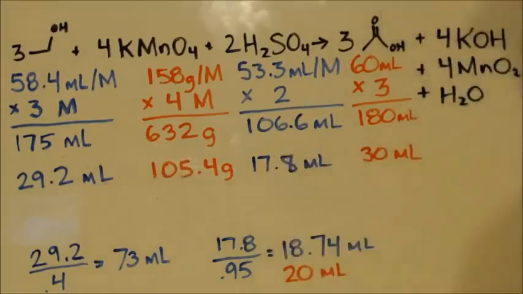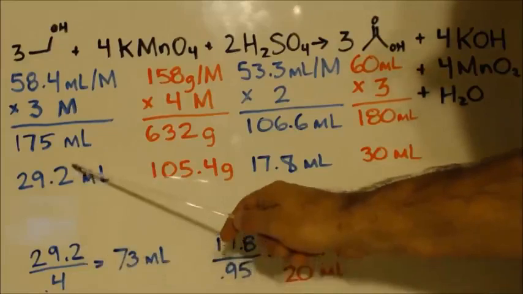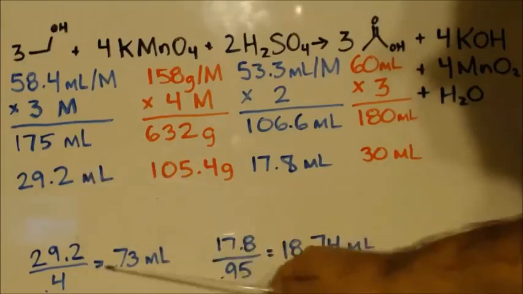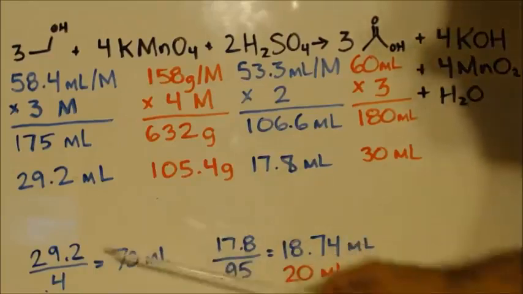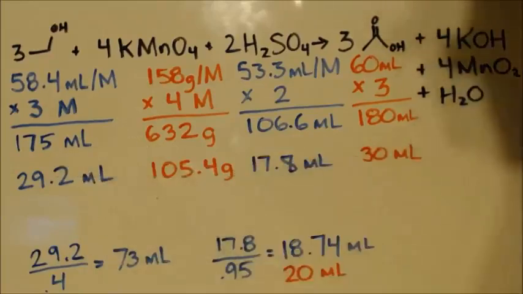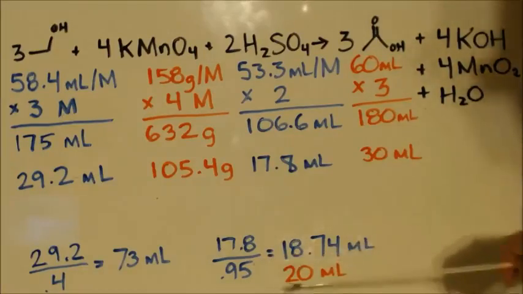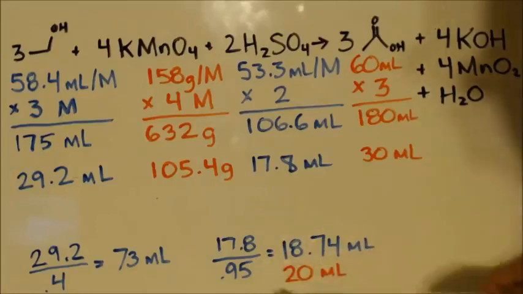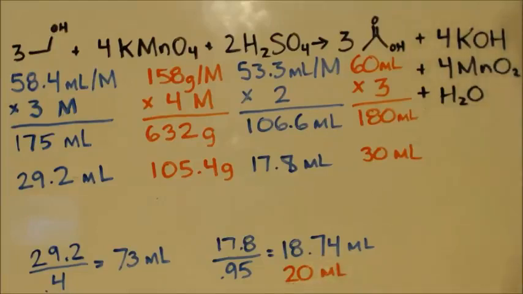This is vodka, so it's 40% alcohol, and so I divided what I needed by 0.4 to get 73 milliliters. So that way I'll use 73, and 29.2 will be alcohol, and the rest should be water. Sulfuric acid, it's probably 95%, so I divided by 0.95. Takes that up to 18.74. And I want to throw a little bit extra in just to make sure, so I put 20 milliliters.